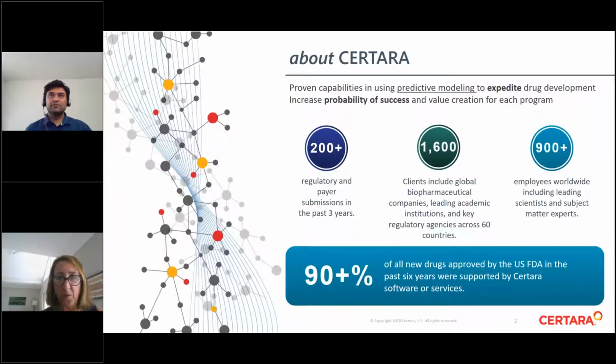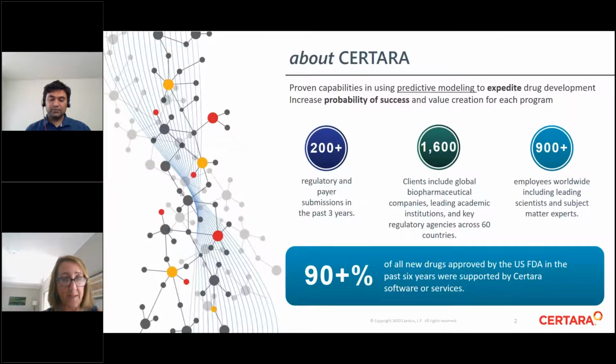I'm sure many of you are familiar with our company and many of the software products such as SimCYP, additionally Phoenix and other capabilities. What you can see on this slide is how we've grown over the years, with more than 1,600 companies that we're serving globally across 60 countries. I think we're at 1,000 employees now, and one of our claims to fame is related to novel drugs, in which we are supporting more than 90% in one way or another with technology and/or consulting over the past 6 years.